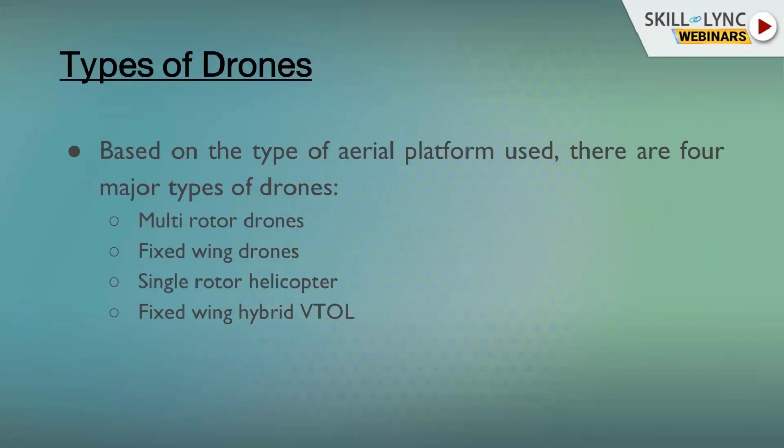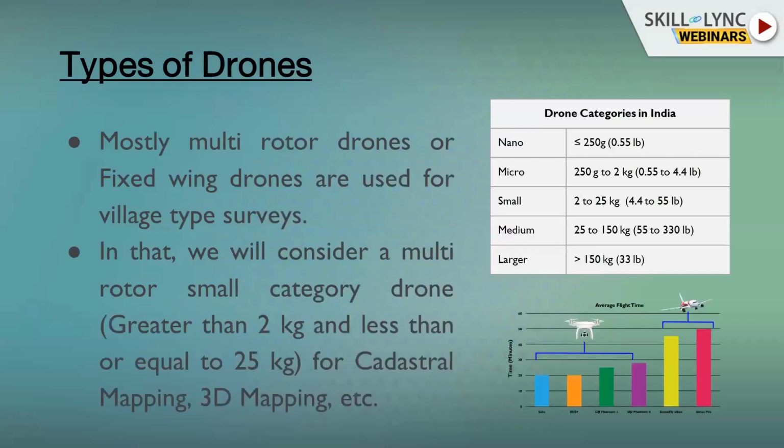There are four types of drones present in our industry: multi-rotor drones, fixed-wing drones, single-rotor helicopters, and fixed-wing hybrid VTOL. In the multi-rotor drone, which is mostly used, there are categories. Here we can see the nano drone, which is less than 250 grams, micro drone, 250 grams to 2 kg, small drone, 2 to 25 kg, medium, 25 to 150 kg, and above 150 is called a larger drone. In our industry, for acquiring remote sensing and GIS data, we use a small drone, which is approximately 2 to 5 kg.